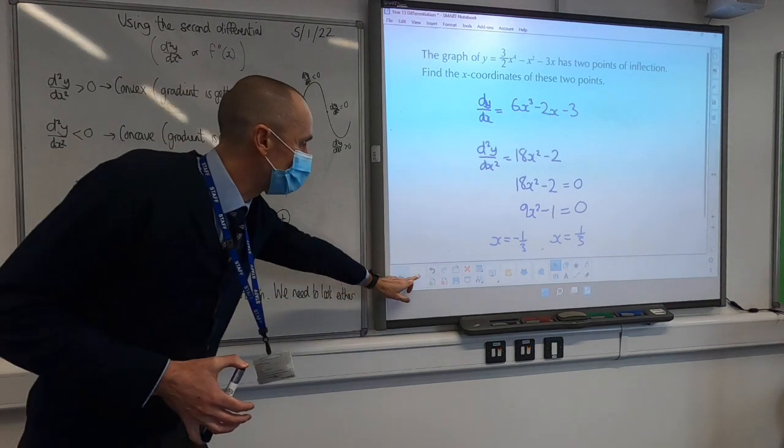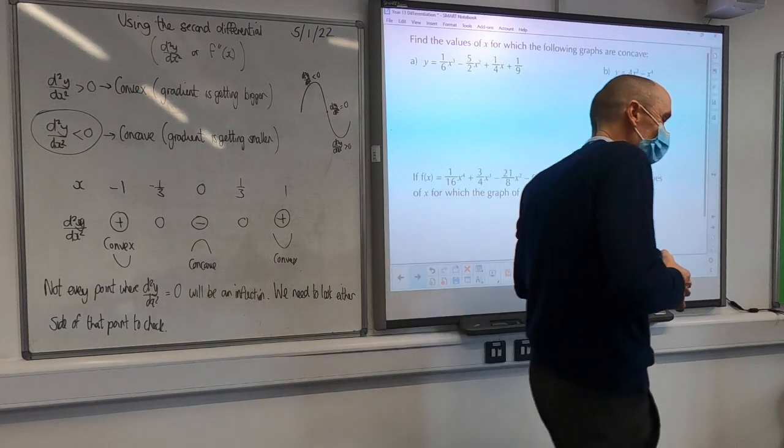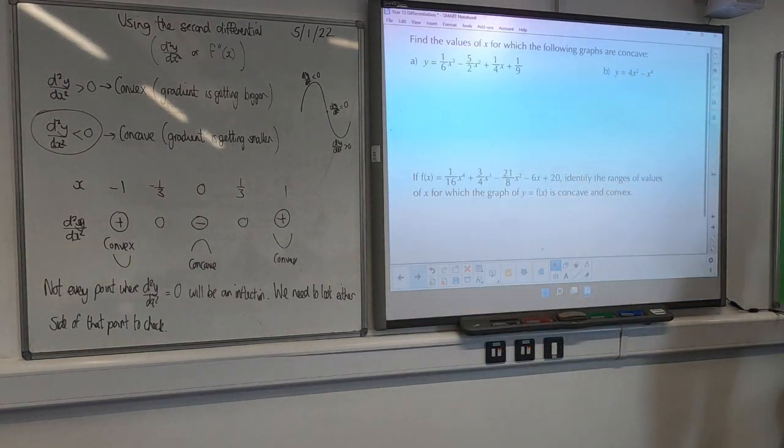Let's have a go at a couple of other questions. So here in these first two, we're asked to find where the graphs are concave. Concave, so we're asking where is the second differential less than 0? So we're going to differentiate dy by dx, differentiate it again to get d²y by dx², and ask when that is less than 0. So we're going to get an inequality. The first one's quite a nice easy inequality, the second one's a little bit fiddly.